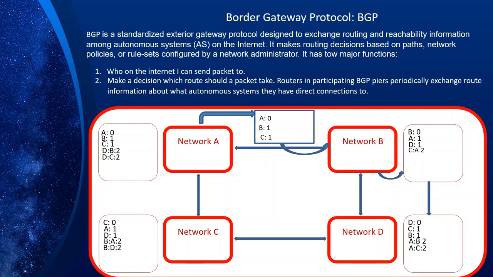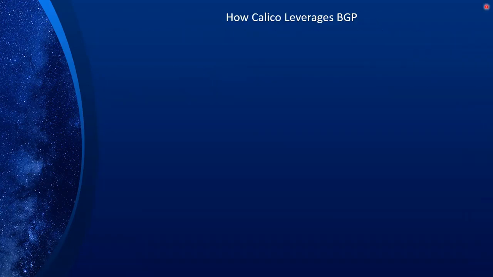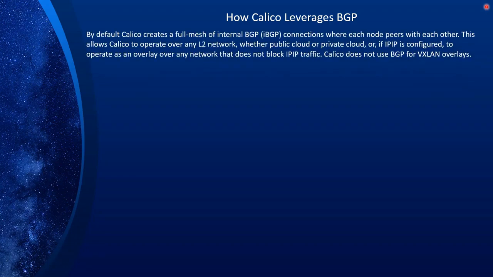Calico takes advantage of this protocol in order to share routes among its nodes. Now let's see how Calico actually leverages BGP. When we install Calico, by default, it creates a full mesh of internal BGP connections. The way it does that is by peering every node with every other node, and that's how we have a full mesh. So any route changes happening on one node are reflected immediately in every other node, so they will be aware of that.